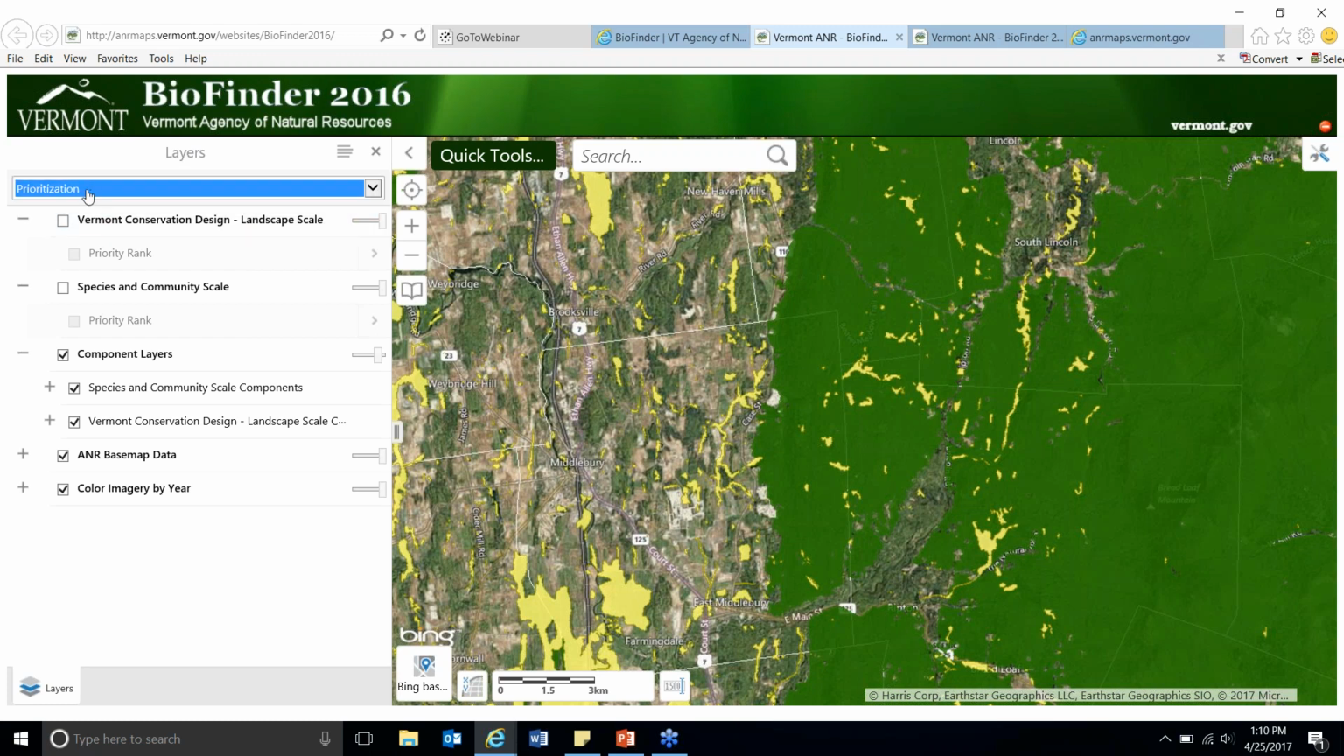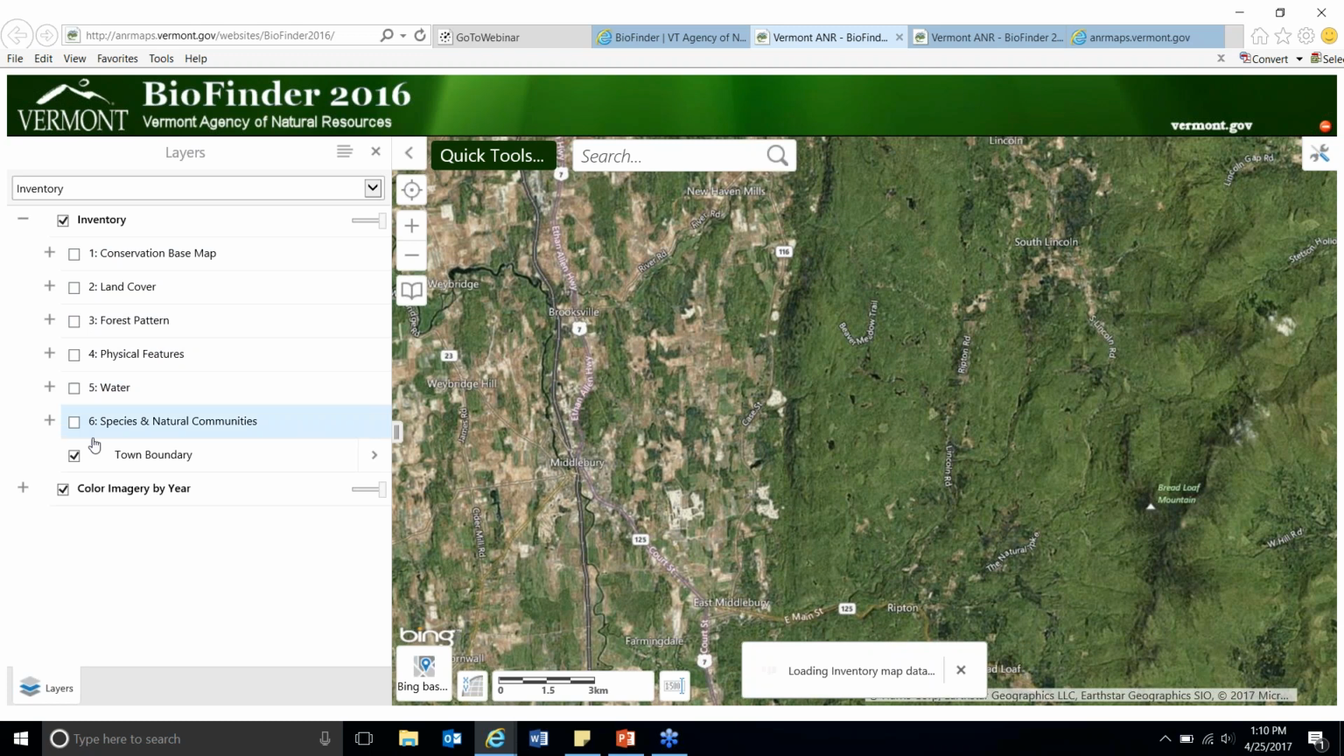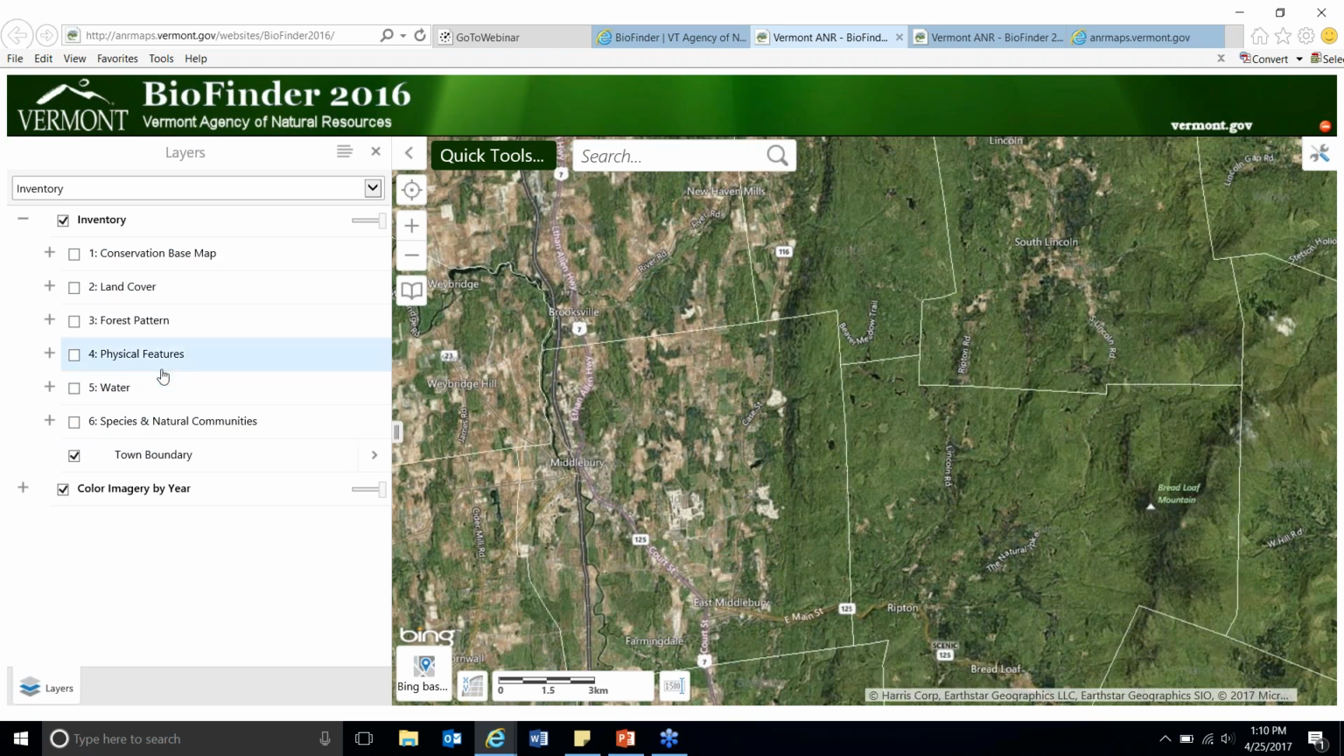And you'll notice that right here it says prioritization right now under the layers menu. But if you click that, you can go to where it says inventory. And inventory gives a whole different set of layers. There's a separate set of layers.